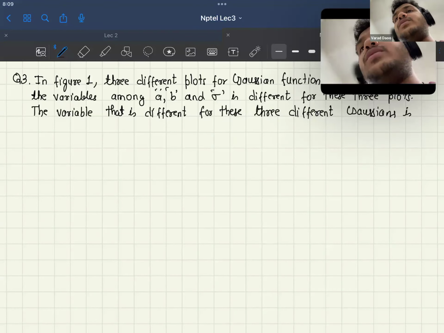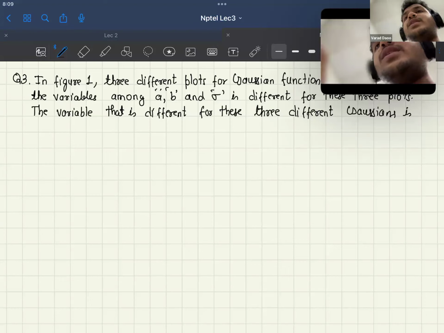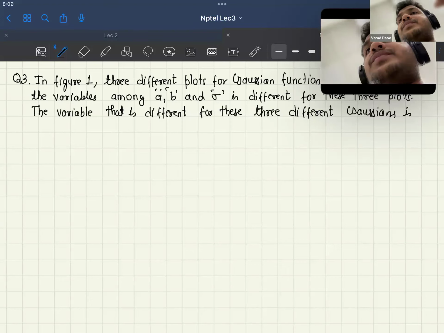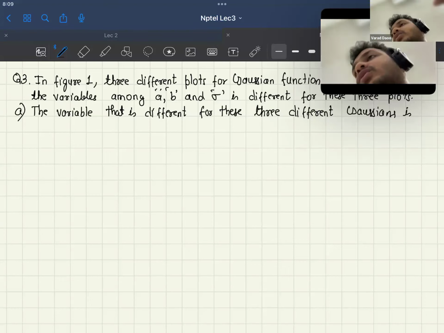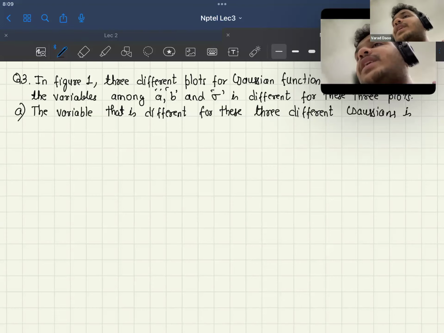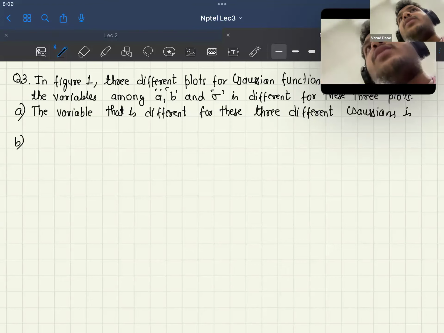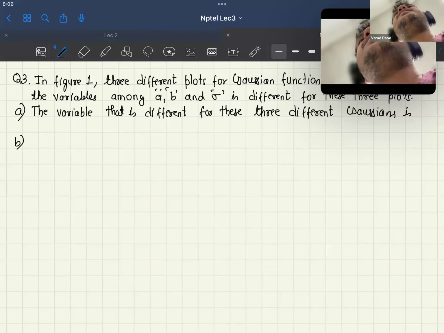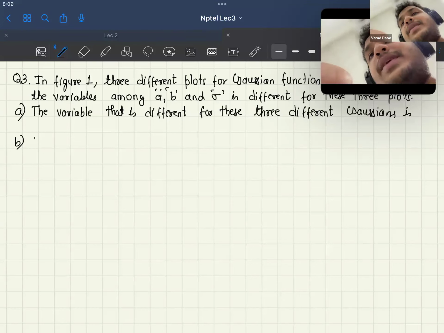Okay, and what now you want to find? The first question is the variable. Let me just put it. This is the A part of the question. The variable that is different for these three different Gaussians is what? First, they are asking that. The second question is the parameter. Okay.